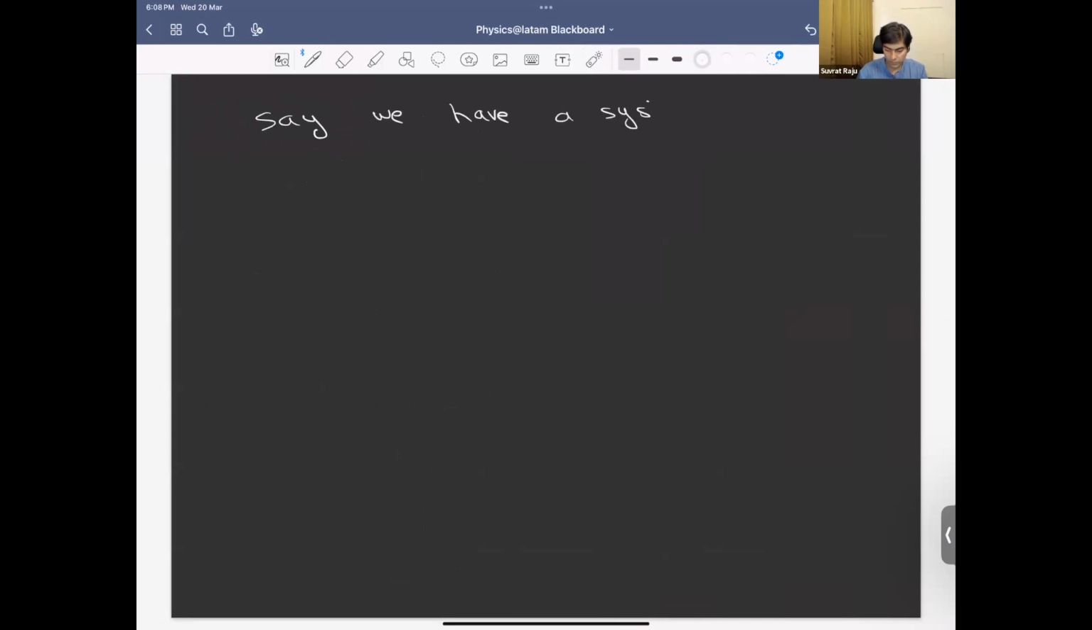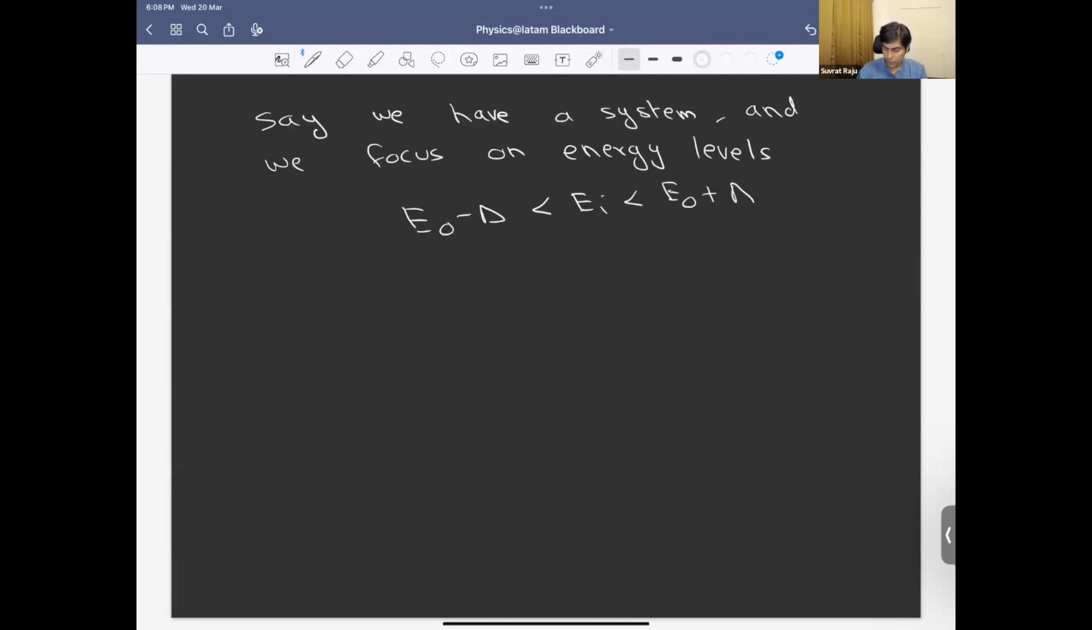system and we consider some energy levels and we focus on about some energy E0 minus delta.